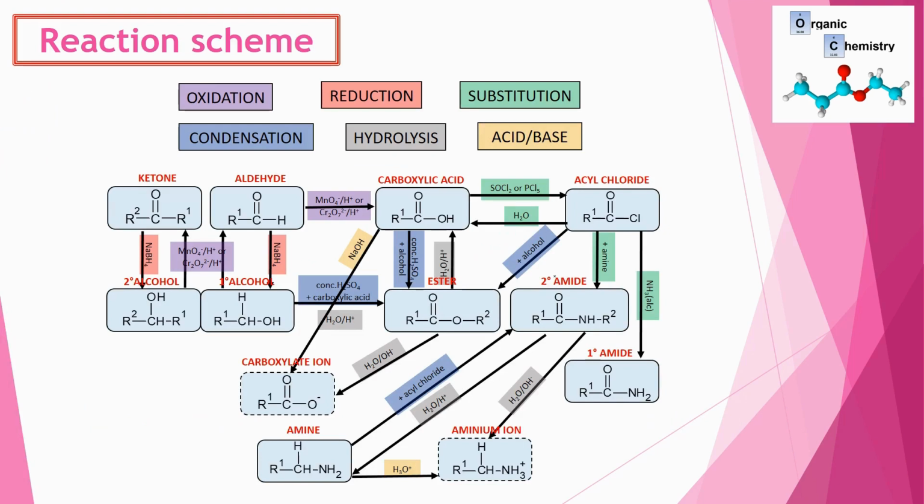So here is an overview of what I'm going to cover in all the videos. This is a reaction map or a scheme of the different types of carbonyl compounds and the types of reactions and reagents that are used to make changes from one to the other. So we've got oxidation, reduction, substitution, condensation, hydrolysis, and acid-base reactions.